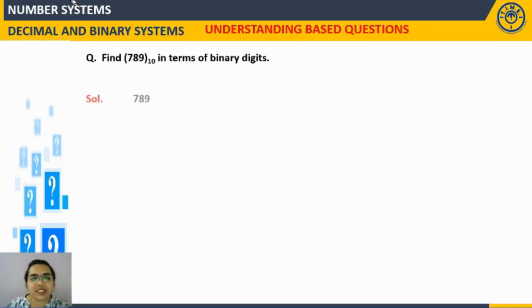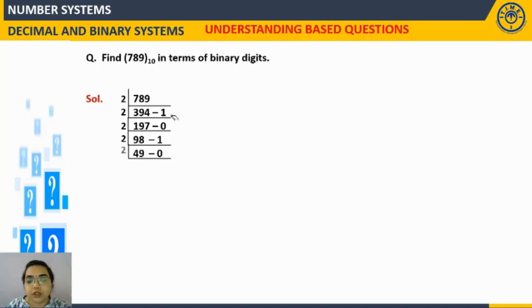So let's begin. Let's take down the number 789 divided by 2. 2 3s are 6, 1. 2 9s are 18. 2 4s are 8. Remainder is 1. Again divided by 2. So what will you get? 2 1s are 2. 2 9s are 18. 2 7s are 14. So 197 and remainder is 0. Again divide by 2. You will get 98 and the remainder is 1. Again divided by 2. So 2 49s are 98. Remainder is 0. Again by 2. 2 24s are 48. Remainder is 1. Again 2 12s are 24. Remainder is 0.